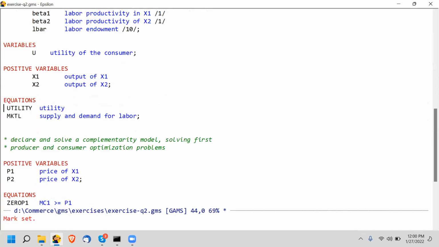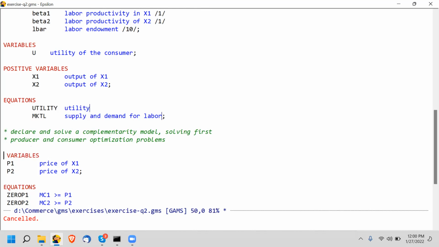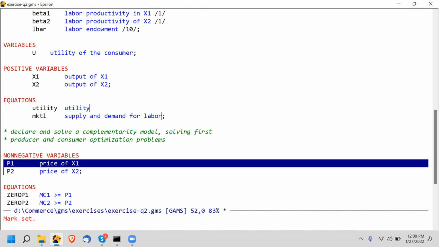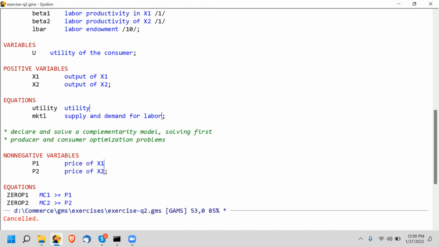Equation. What is labor and time? Okay, yeah, it's right there. Excellent. Why don't you lowercase the equations as well? Oh yeah, equations are lowercase as well. Okay, and then we've got P1 is the price of X.